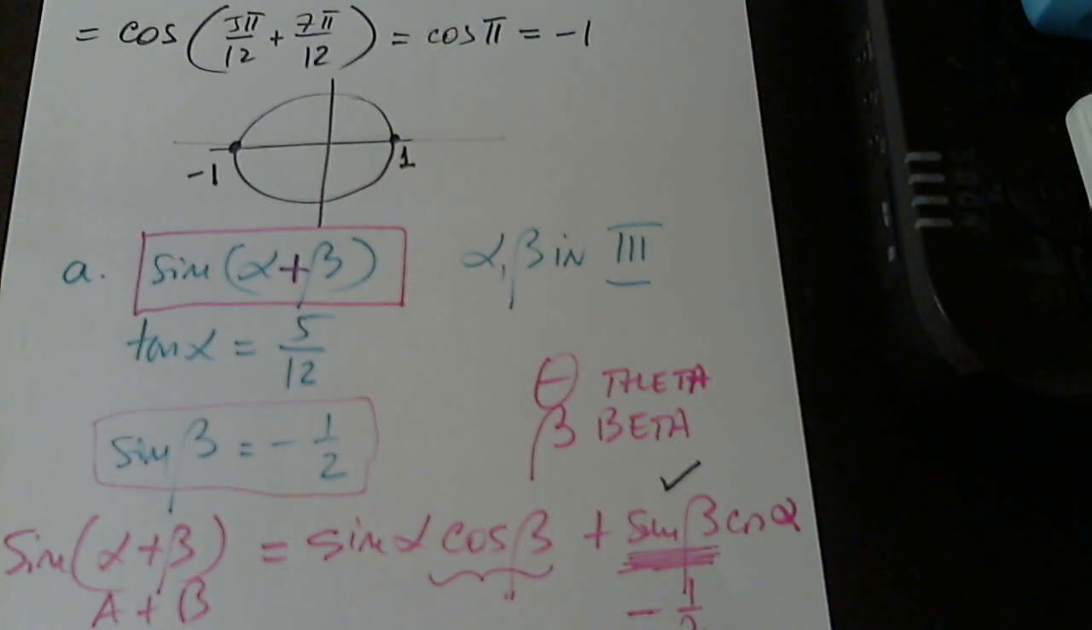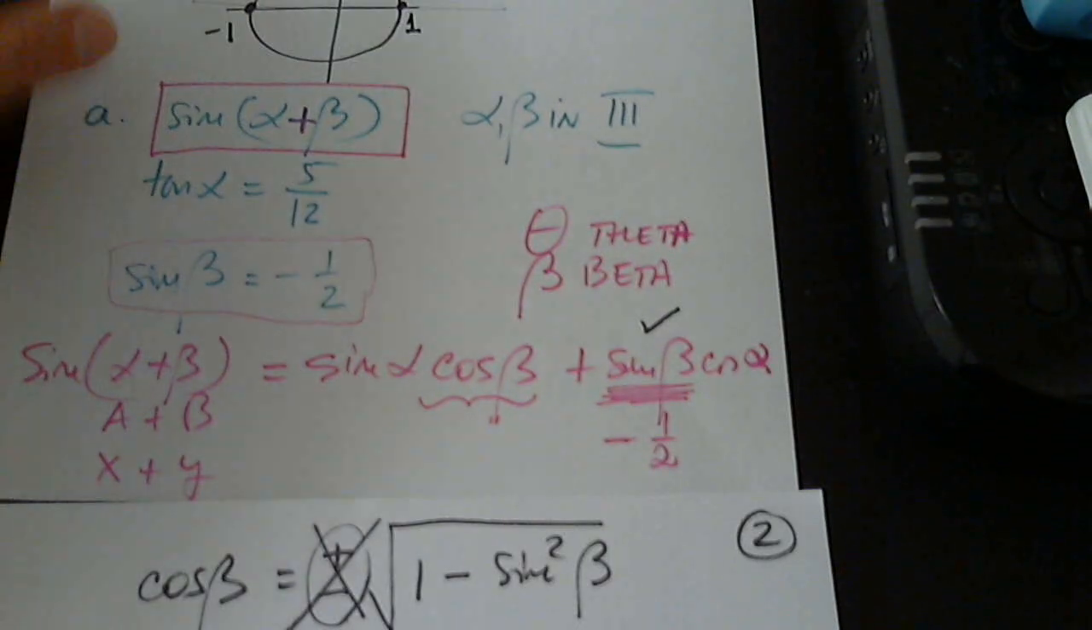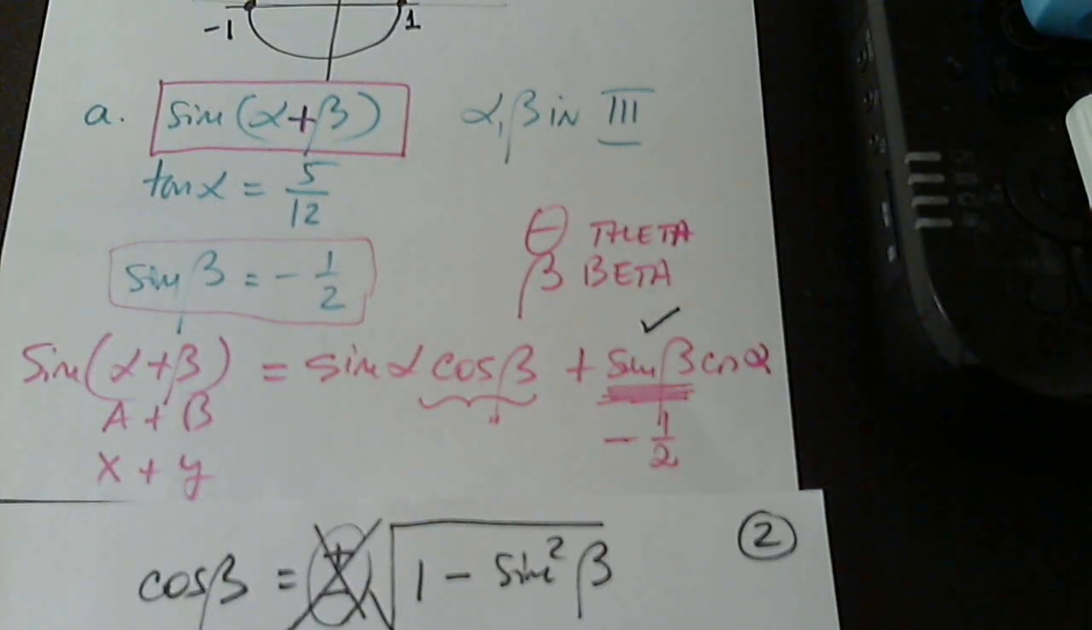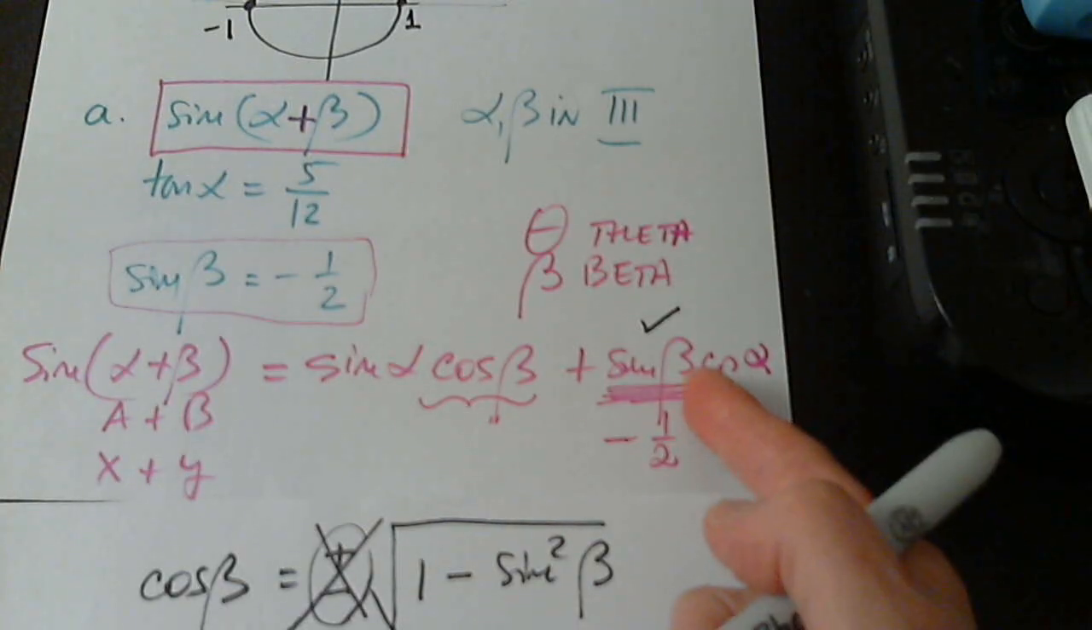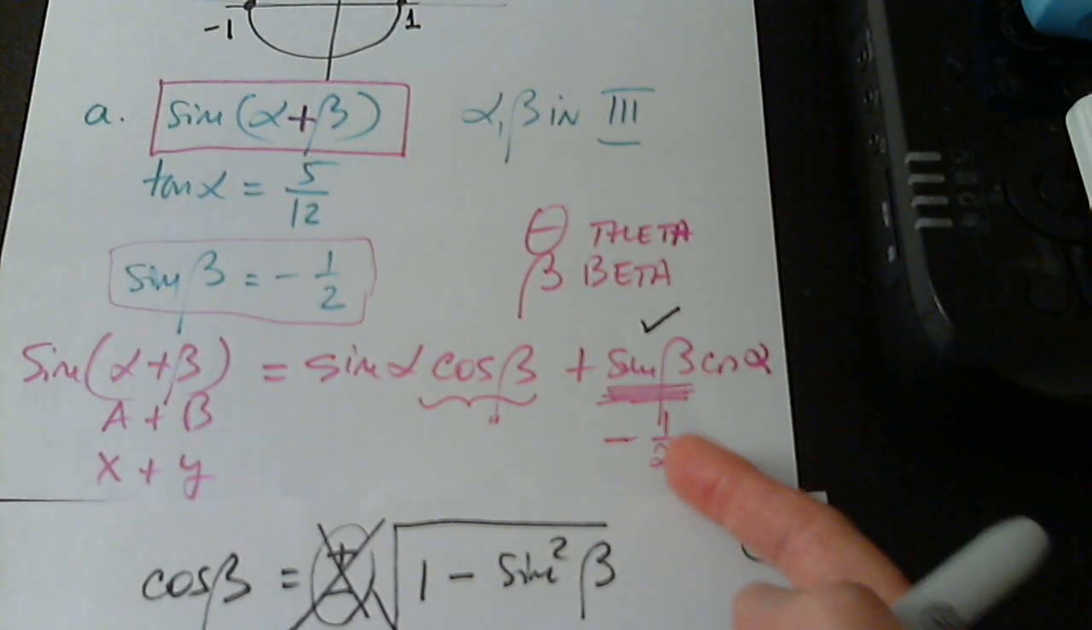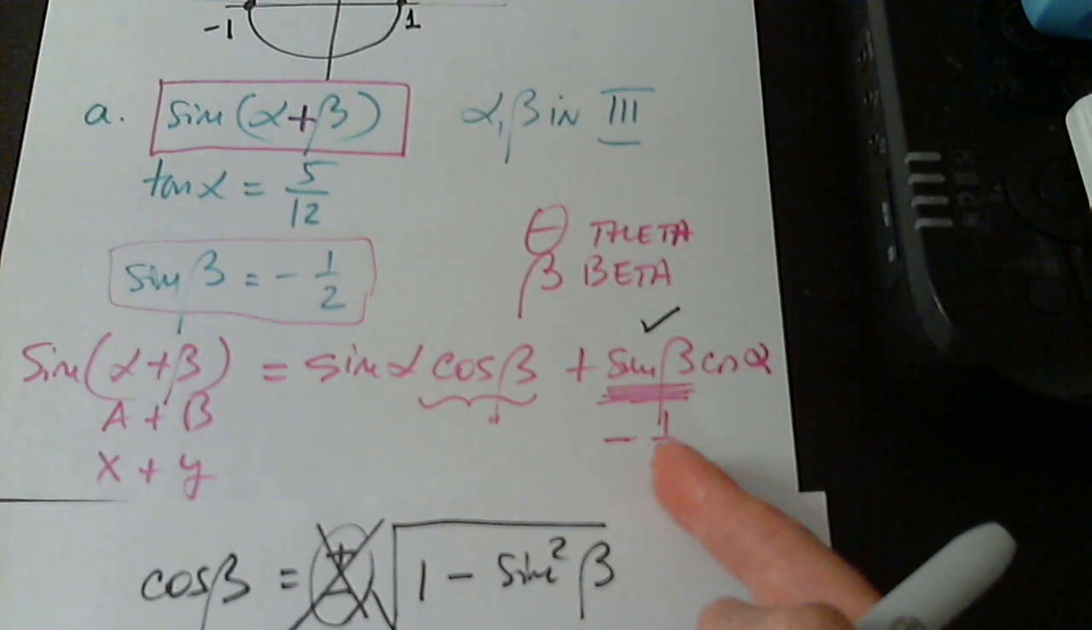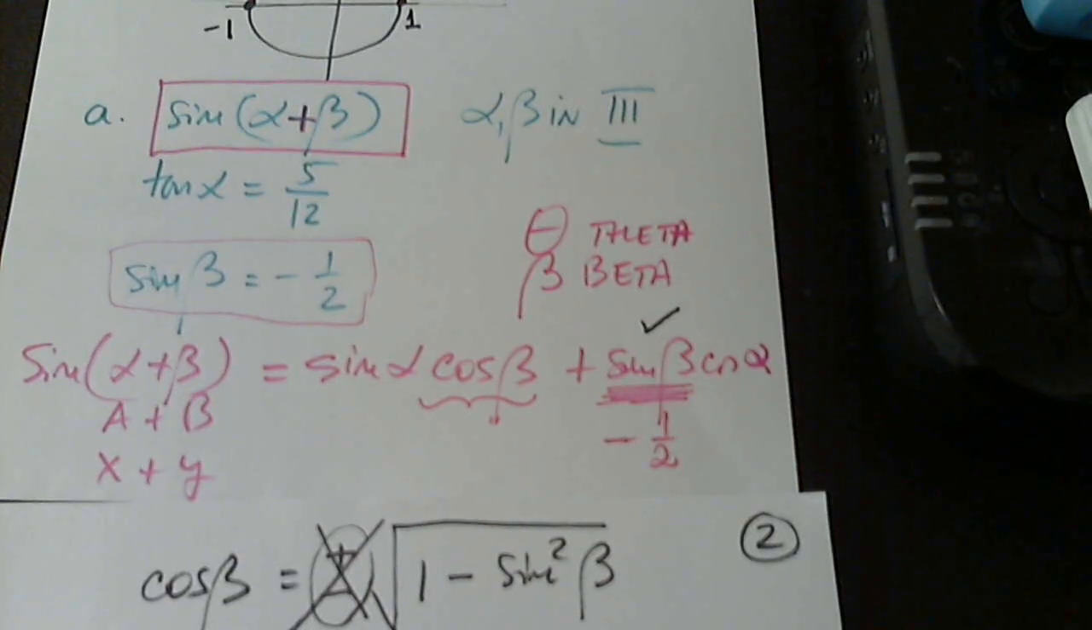Negative. Exactly. Excellent. Only negative. Perfect. So then I have cosine beta equals negative the square root of, remember sine squared, it's a negative number. I don't care. I have to square it. It's 1/4. So 1 minus 1/4. 4 minus 1. So negative the square root of 3 over 2.